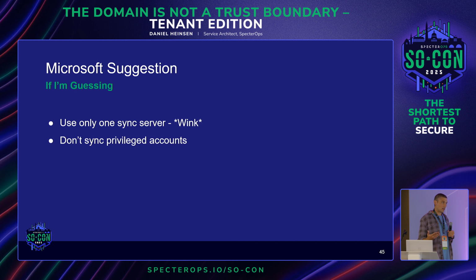Now, if you're Microsoft, at this point, I don't know. I haven't talked with anyone from Microsoft, and if you are from Microsoft, I would love to chat about this. But if I was them, this is what I'd be saying. Well, we recommended that you only use one sync server, right? Wink. It still works without it. And the second thing I'd say is you're not supposed to sync privileged accounts, right? That's a very common thing we'd say, even in our summaries and our reports. We'd be like, you synced a privileged account, don't do that, right? If there's a BloodHound path to tier 0, you probably shouldn't be syncing that account.